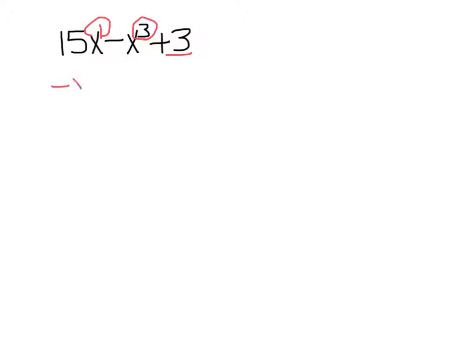So we have negative x to the third, then plus 15x, and then plus 3. Now we have this polynomial written in standard form. Its degree is 3 because that's the highest exponent, and its leading coefficient is negative 1.